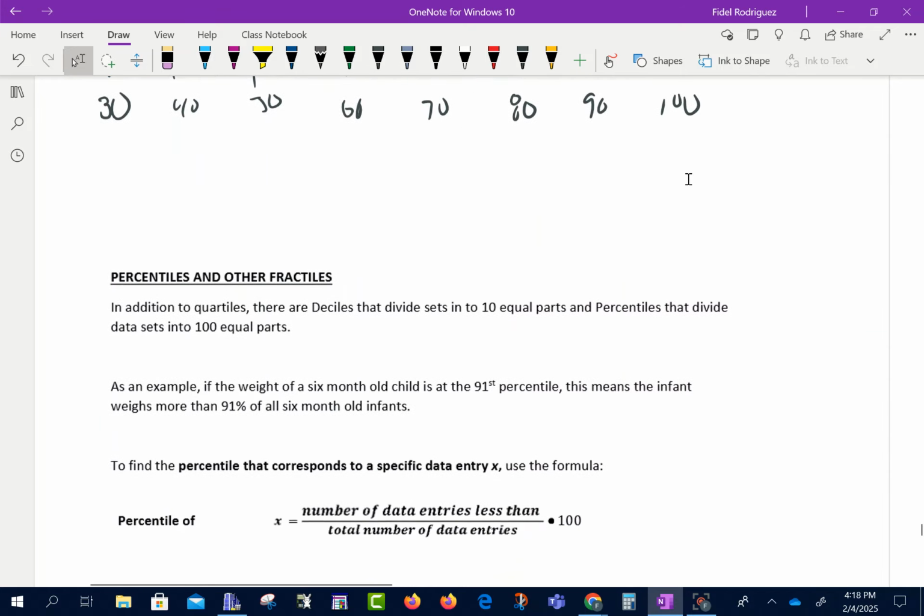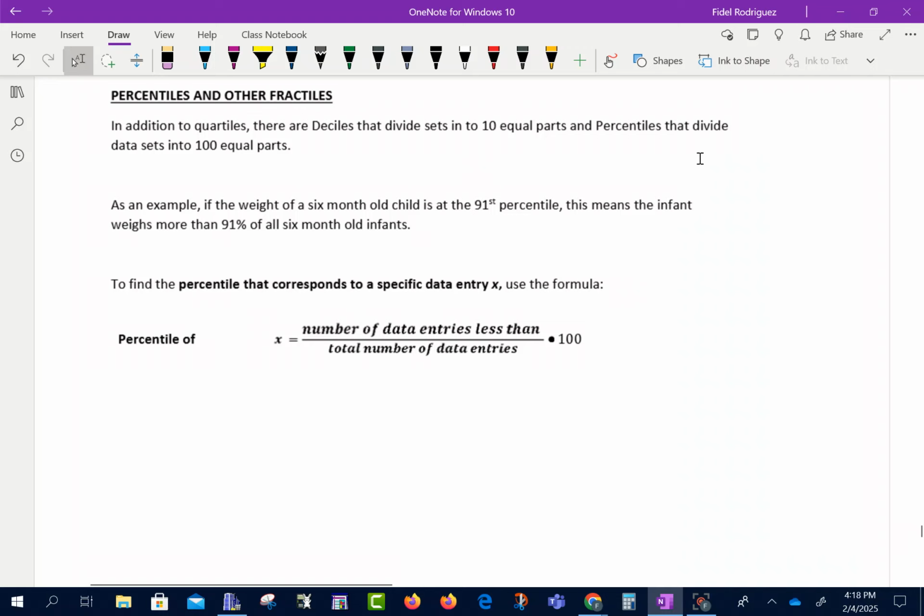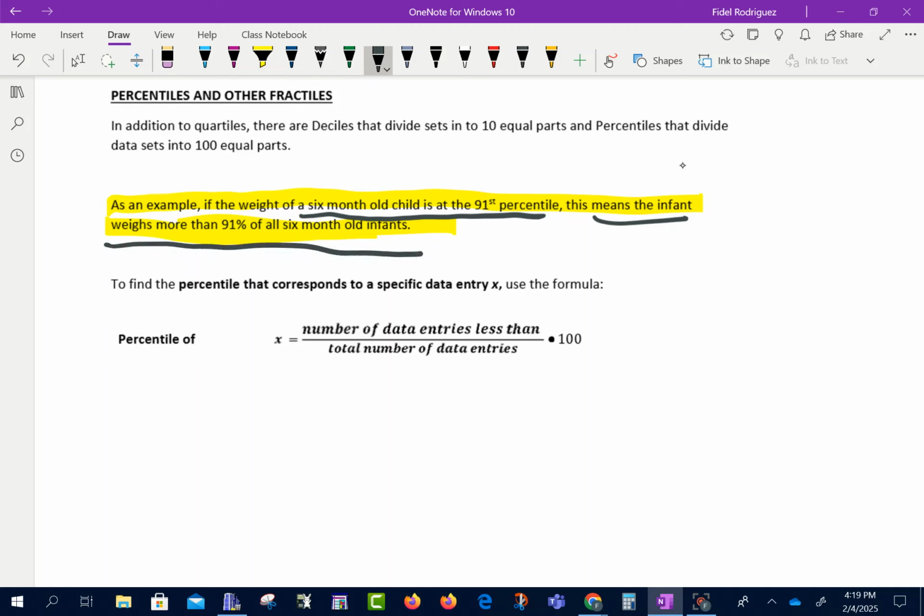Let's see what else we got here. Okay, we're going to talk a little bit about percentiles. So, what is it? How do we find a percentile? And what does a percentile mean? So, let me tell you first what a percentile means. It says, look, if we're looking at the weights of babies, right? So, look, we got a 6-month-old here, and it says the weight of a 6-month-old is in the 91st percentile. That means that that baby weighs more than 91% of all the other 6-month-olds that they studied.